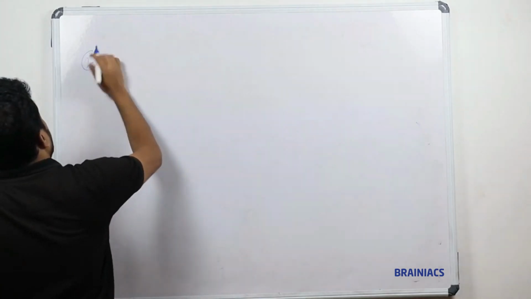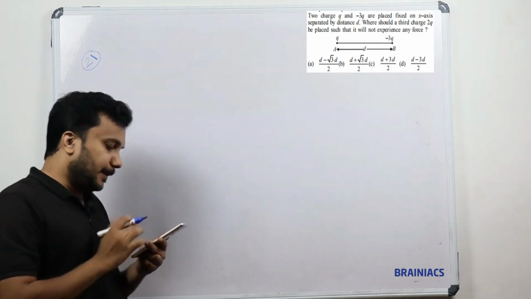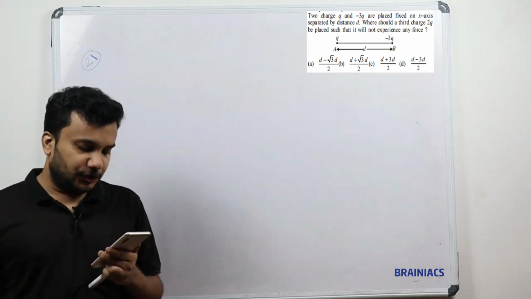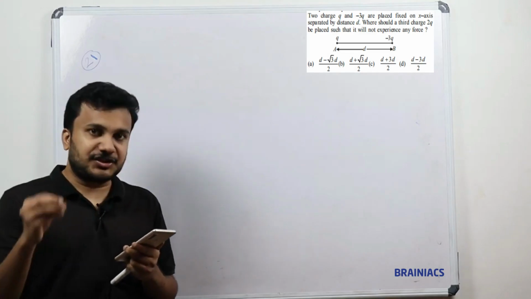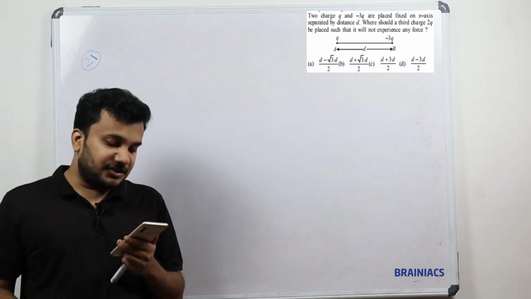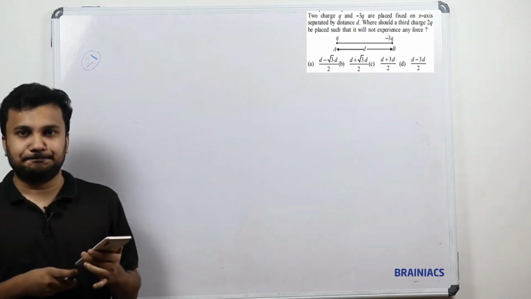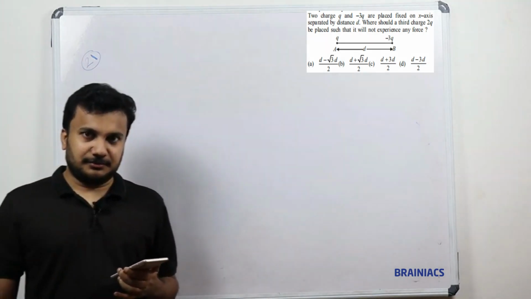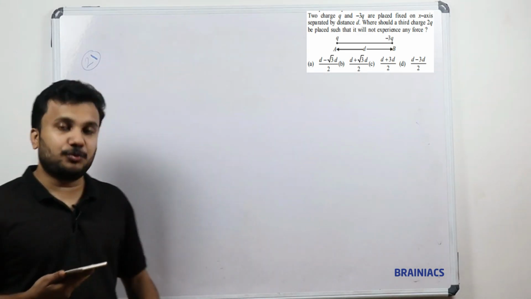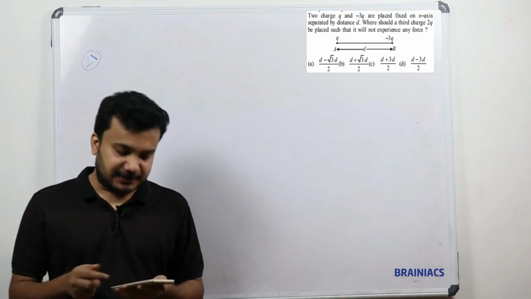So let's move to the next question. Question number 21. Two charges Q and minus 3Q are placed fixed on an x-axis separated by a distance d. Where should the third charge 2Q be placed such that it will experience no net force? To answer this question in a very fast way, you have to watch my previous videos. Else also you can answer it, but it's a very time consuming task.